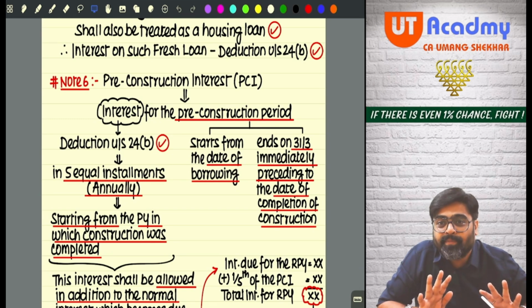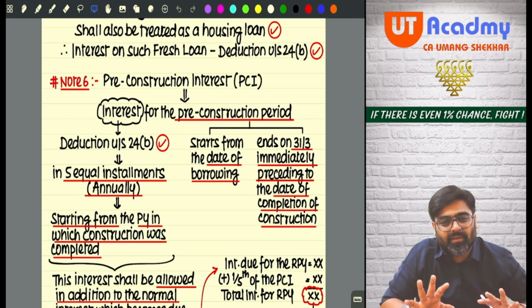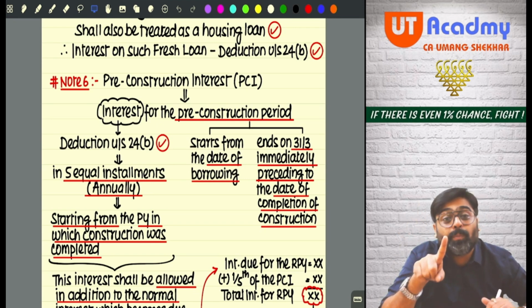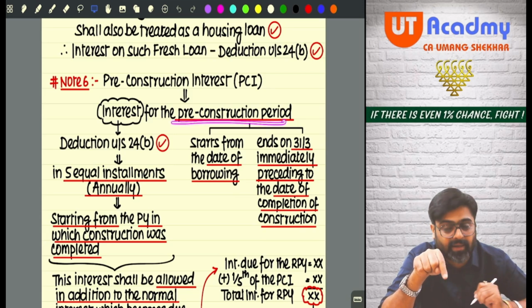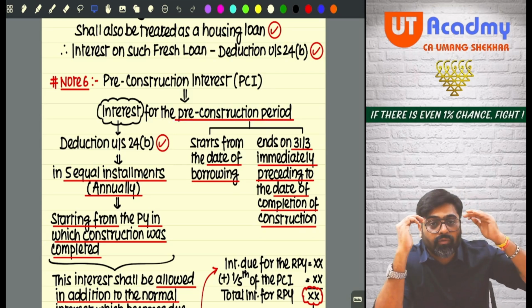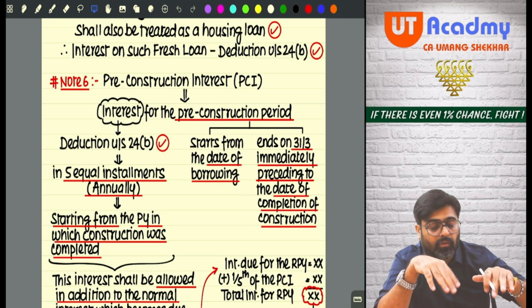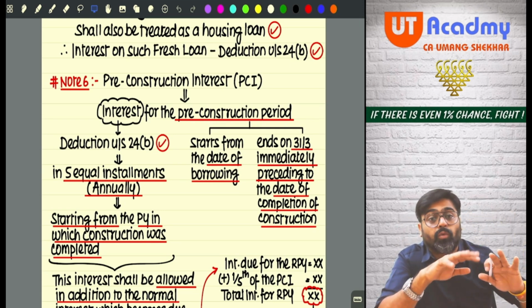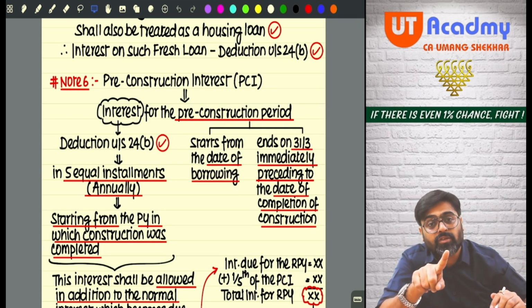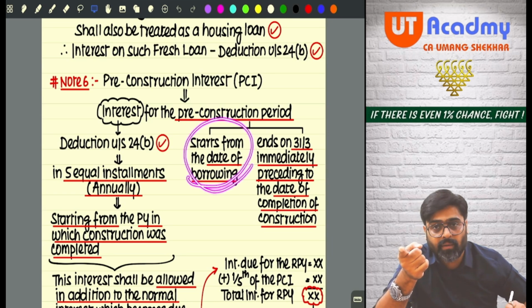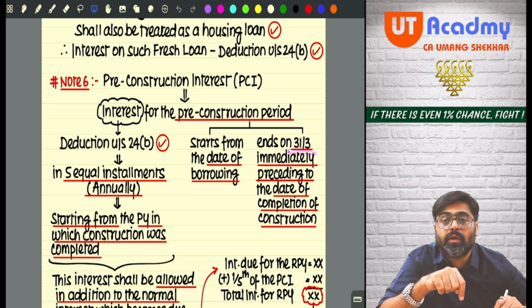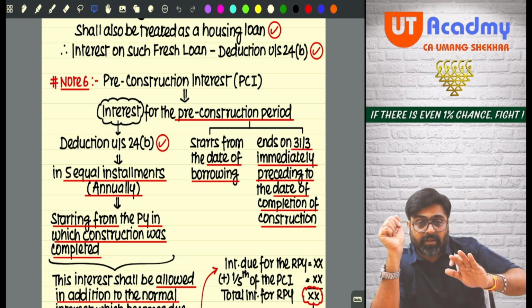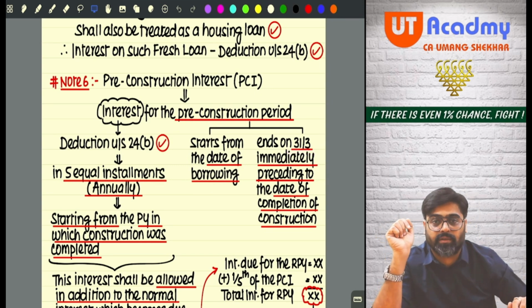Understanding? So what you are supposed to see? I am talking about pre-construction interest. Pre-construction interest is the interest for pre-construction period. And from the point of view of interest, what is pre-construction period? It is the period which starts from date of borrowing and ends on 31st March. Which 31st March? Immediately preceding the date of completion of construction.